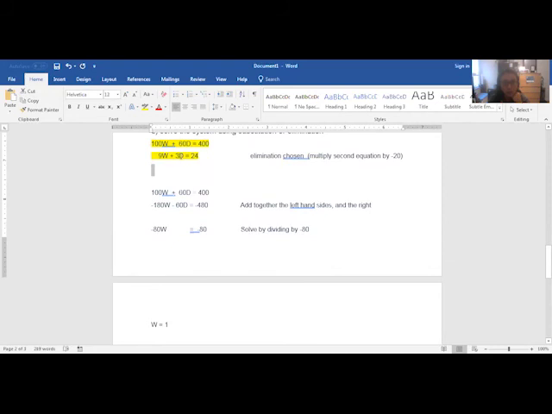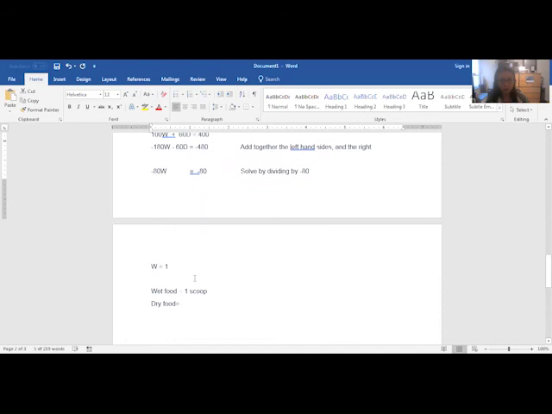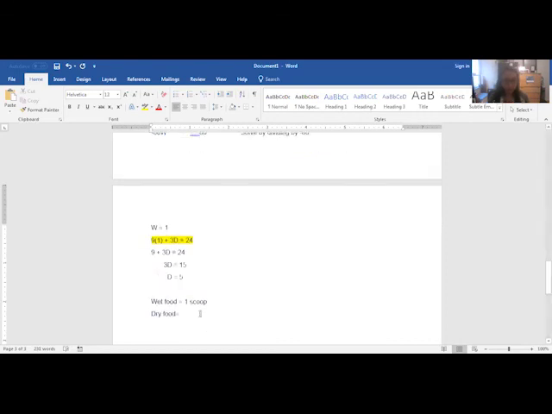So which equation do I use? That's totally up to you. They're both valid equations. I'm going to use this one. It looks a little simpler. So 9W plus 3D equals 24. I now know that W is the value 1, so I can substitute that in. What I get here is 9 plus 3D equals 24. I'm going to subtract the 9 to the other side, and I'm going to divide by 3. My answer here, D equals 5, indicates that I will need 5 scoops of the dry food.